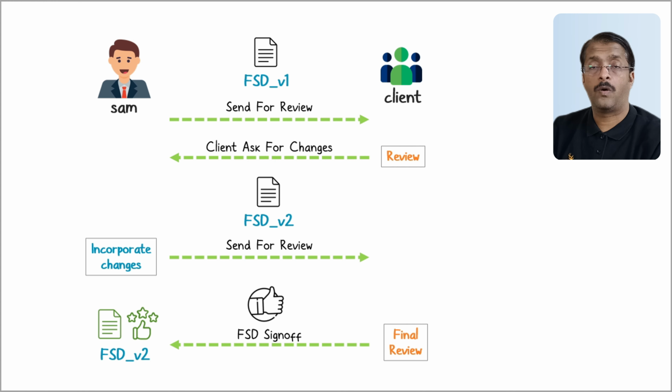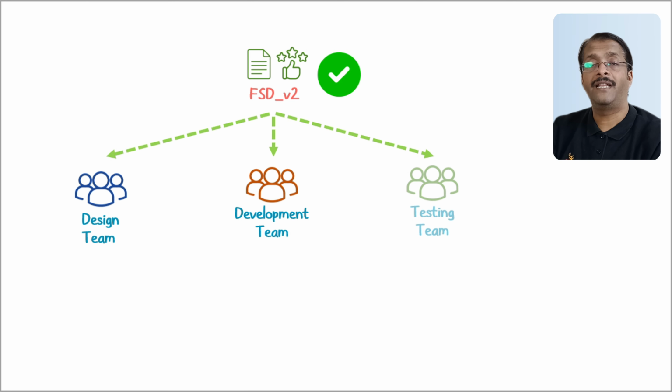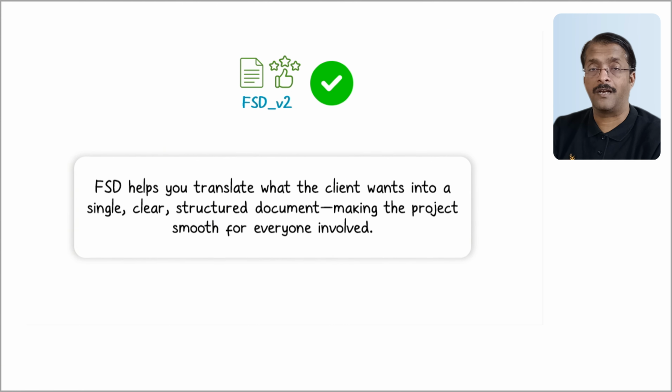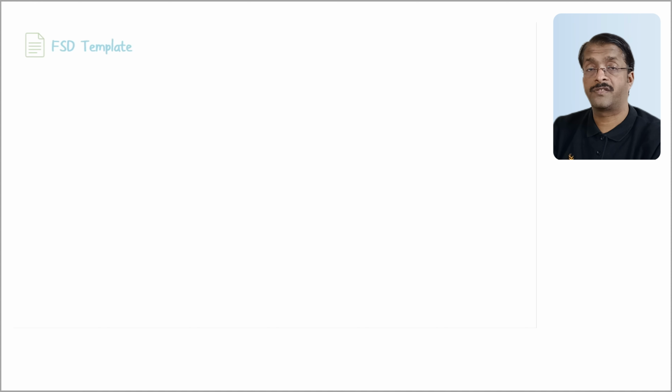To summarize, once a document is signed off, this becomes a final go-to document. All the teams will refer to the document. Design team will use the document to prepare the design. Development team will use the document to do the coding, and then the testing team will use the document to create the test plan and write the test cases as per the business requirement. In short, what we see is that an FSD helps you translate a functional requirement into a clear, concise, structured document. Now let's look at an FSD template.